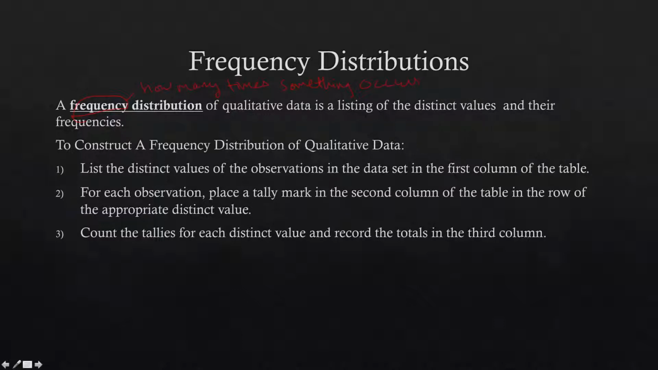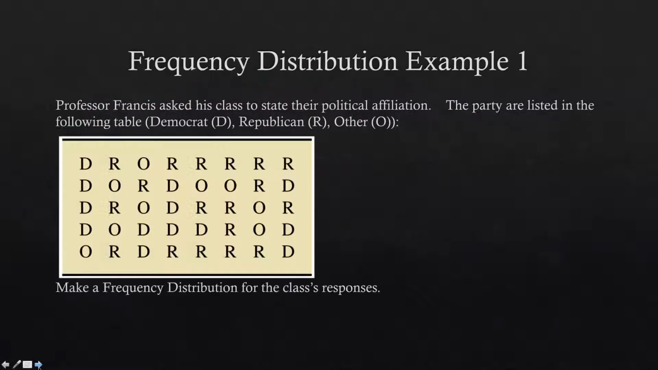Okay. So, to construct a frequency distribution of qualitative data, list the distinct values of the observation in the data set in the first column. For each observation, place a tally mark in the second column. Count the tallies for each distinct value and record the totals in the third column. This is pretty basic in terms of what we're doing.